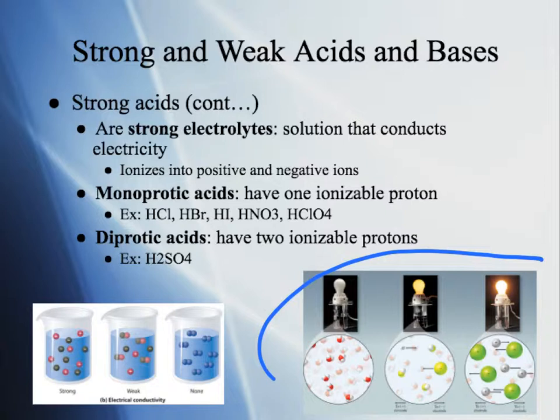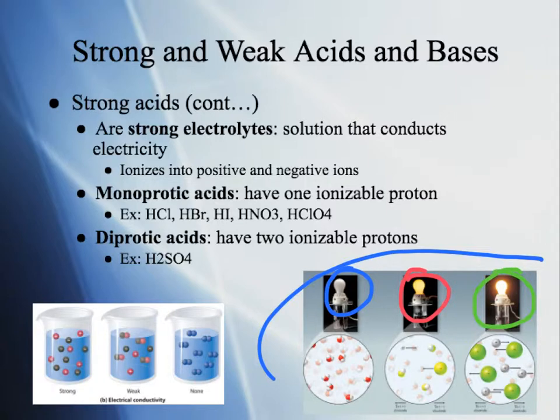So we can see down here in the bottom picture that this solution on the very left is not an electrolyte at all. It doesn't conduct electricity at all, because it doesn't light up that light bulb. The middle one is probably a weak conductor because it lights it up a little bit. And last but not least, the one on the very right is probably a strong acid, or a strong electrolyte, because it lights up that light bulb very brightly. So strong acids are strong electrolytes.